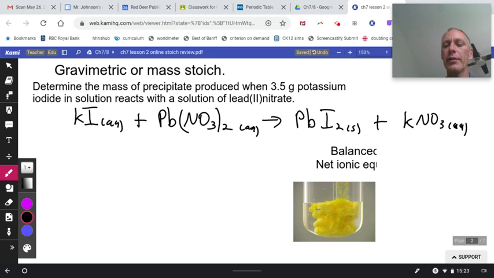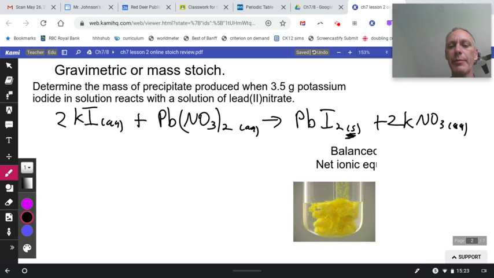States aren't critical to the math, but we should still write proper balanced chemical equations. So there it is, balanced. Balancing is really important. 2K, whoops, 2I, 2NO3, 2NO3. Okay, we're good, we're balanced. That's really important.